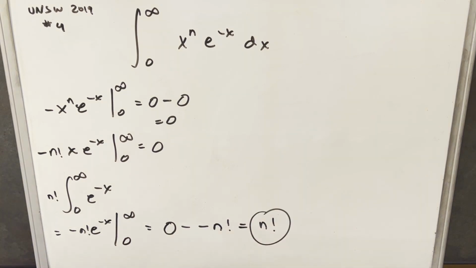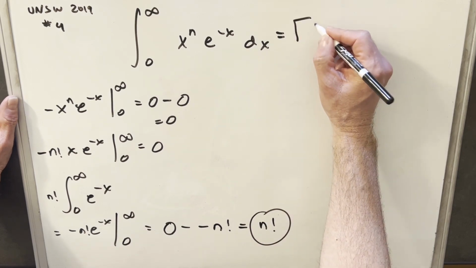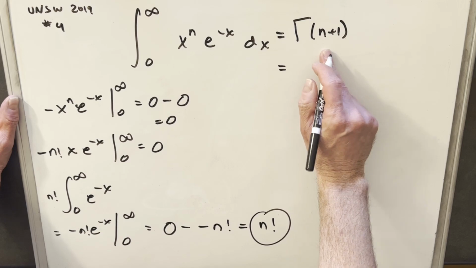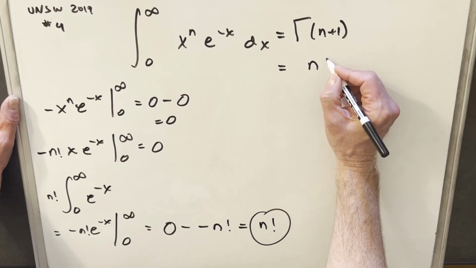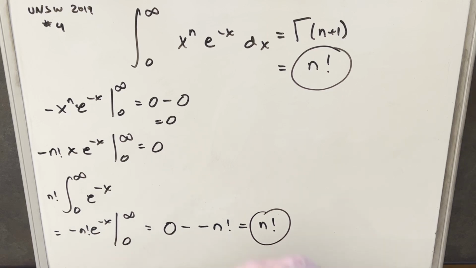Then just going back real quick, I mentioned our definition of the gamma function. This would be the same thing as gamma of n plus 1. But by that definition, gamma of n plus 1 is actually the same thing as n factorial. That's it. We don't usually get to do a general case like this, so I enjoyed it.